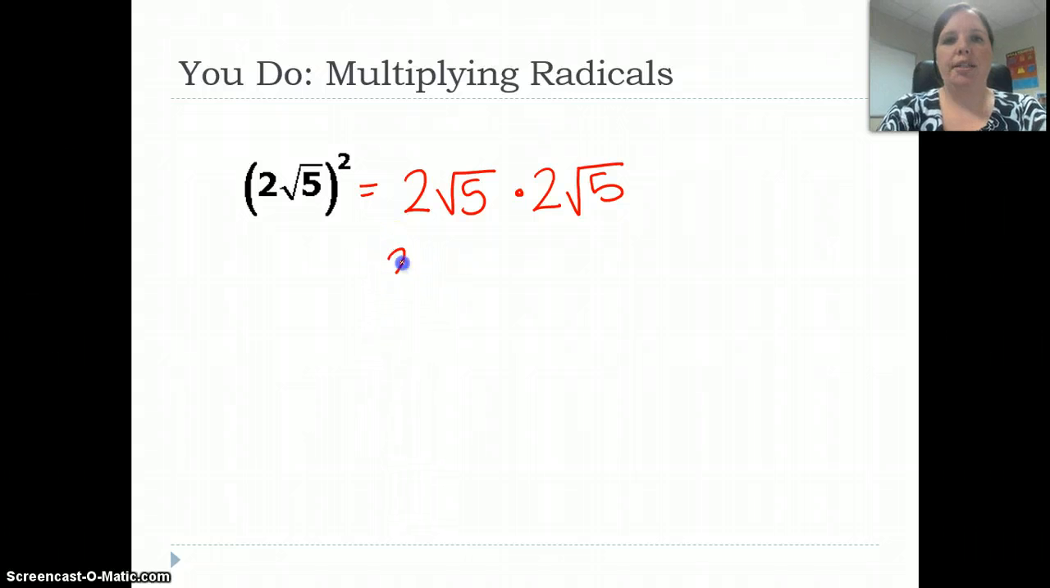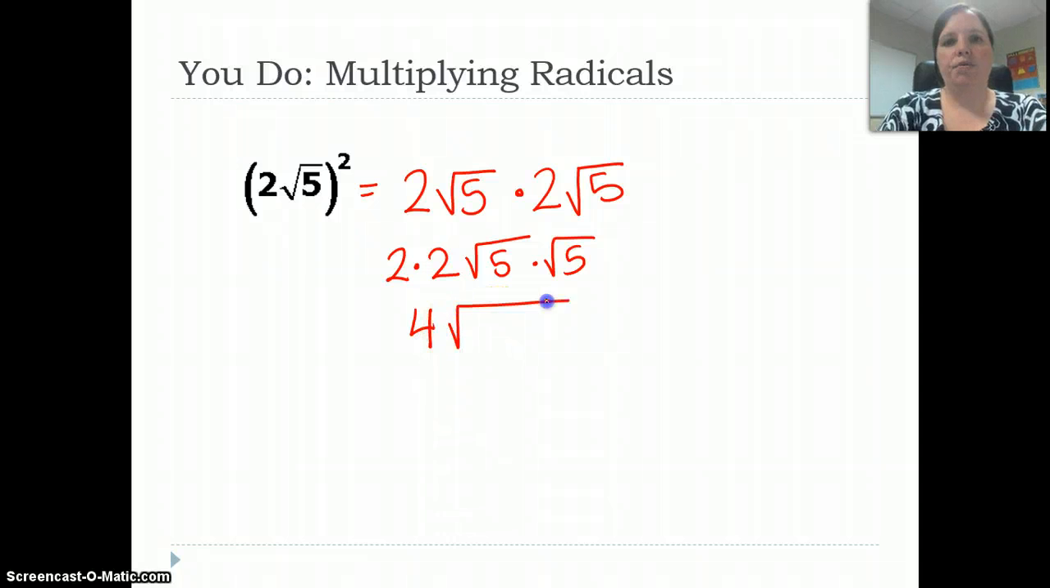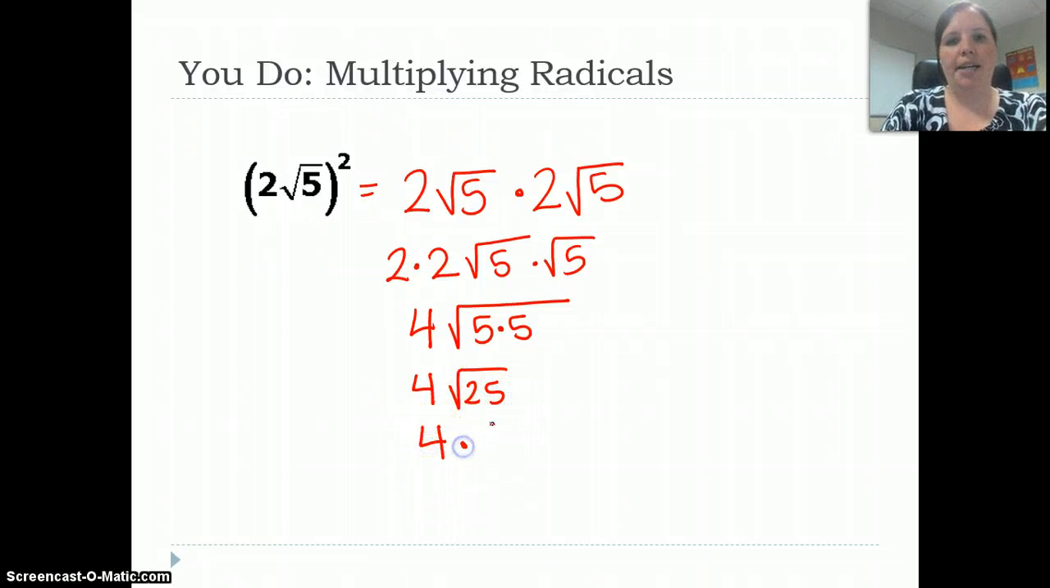Well, if I rearrange things here, I have 2 times 2 outside the roots, and then I have root 5 times root 5. 2 times 2 is 4, and these root 5s can go underneath the same root, so that's 4 root 25, which is 4 times 5, which is 20.